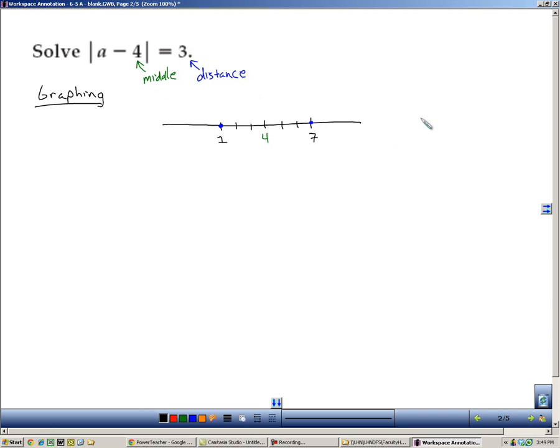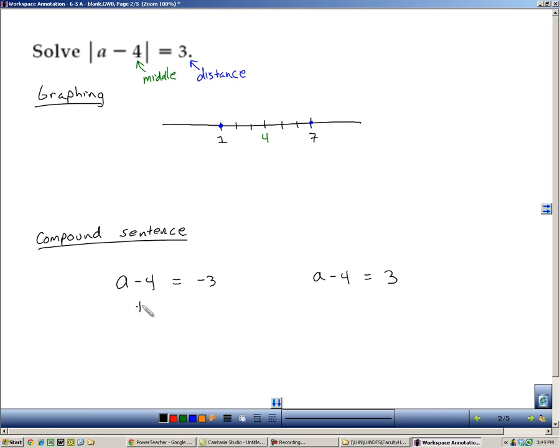You can see that. But now I'm going to solve this using a second method. I'm going to make a compound sentence. And here's how you rewrite an absolute value equation. You take the absolute value off, and you set it equal to the negative version of the 3. And you also set it equal to the positive version of the 3. So drop the absolute value sign and set it equal to the negative version and the positive version.